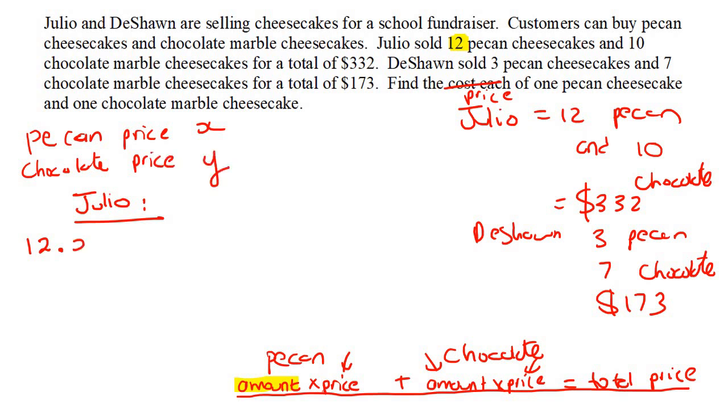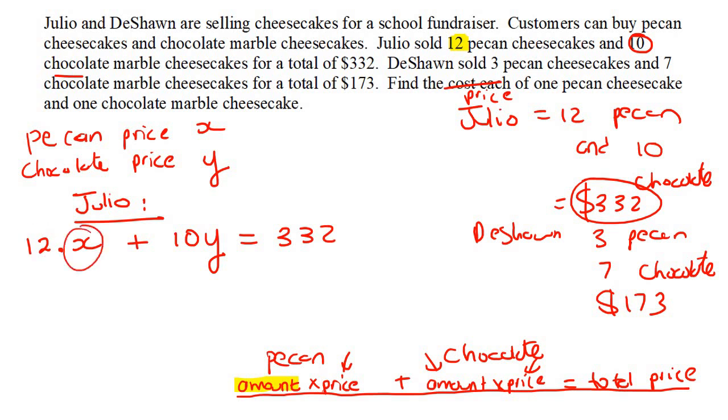So Julio sold 12 of those. Oh no, he sold them, they're selling stuff. And then we're going to say plus. Now we're going to move on to the chocolate, which he sold 10. Oh, it's a chocolate cheesecake, I see. So that's going to be 10, but we don't know the price of that, so we'll just go Y. But we know that his total price was 332. So that formula should make sense to you, right? The 12 is how many, the X is the price of one, and then the 10 is how many chocolate cheesecakes, and the Y is the price of a chocolate cheesecake.